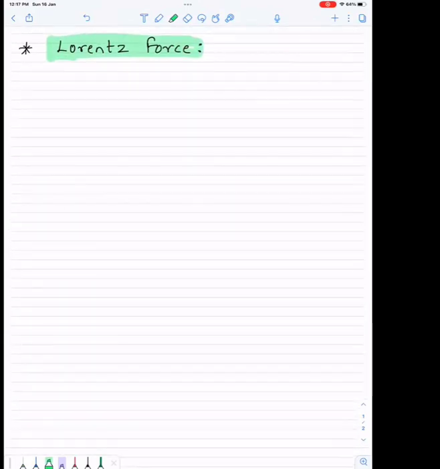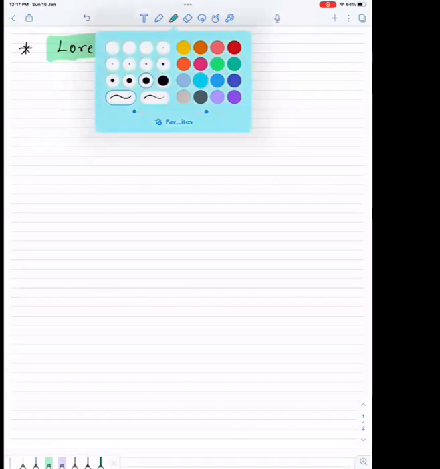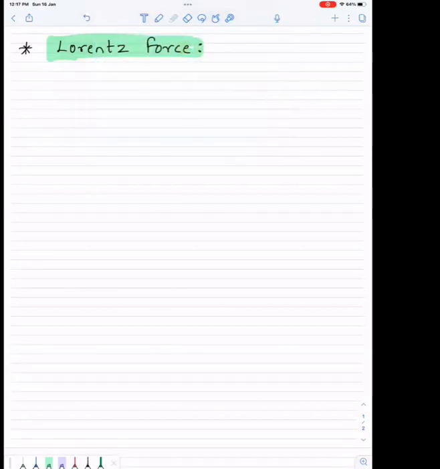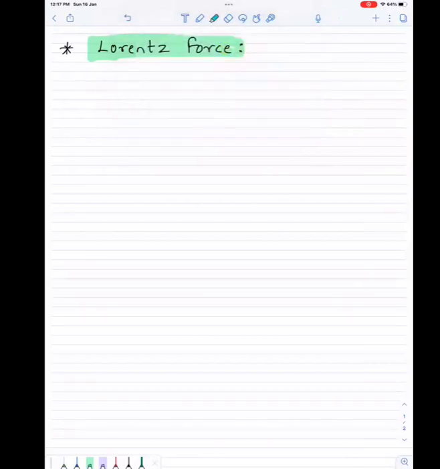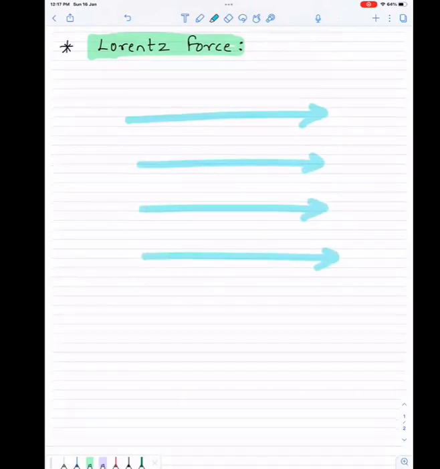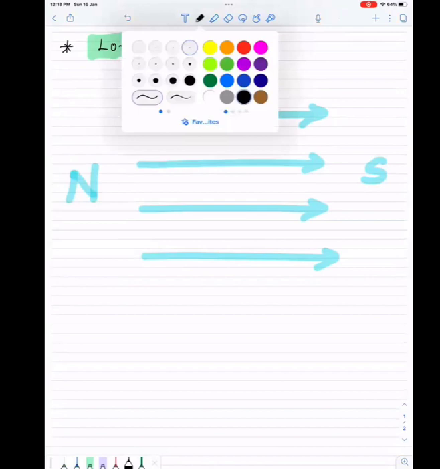Let's say you have a magnetic field going this way, from north to south. If you remember the magnetic field lines, they always travel from the North Pole to the South Pole. And in between this magnetic field, we are placing a conductor, guys. Okay, so we are going to place a conductor.